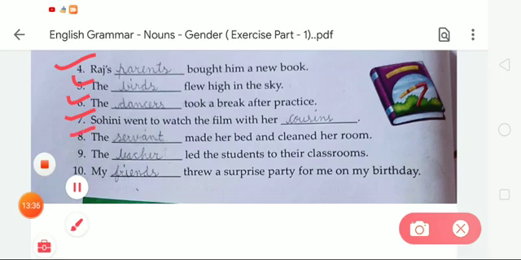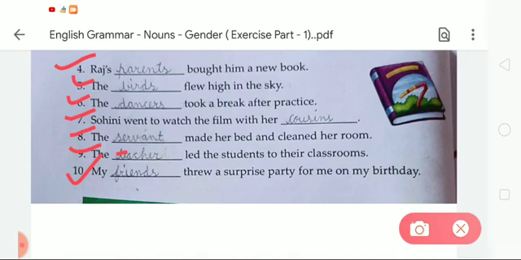In number 8: The dash made her bed and cleaned her room. So here we have to write servant. Okay, servant. Now the next, number 9: The dash led the students to their classroom. So here we have to write teacher, T-E-A-C-H-E-R, teacher. And number 10: My dash threw a surprise party for me on my birthday. So here we have to write friends, F-R-I-E-N-D-S, friends.